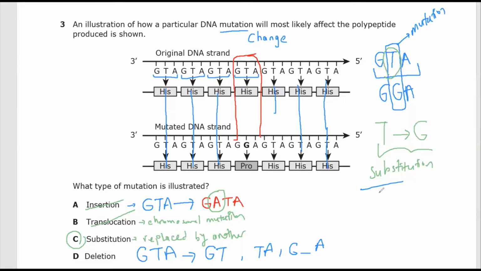Basically, we have the substitution. So the answer is substitution. We had one nucleotide replaced by another one. So thymine is replaced by another nucleotide, and the whole amino acid changed from one type to another one. Now instead of this, we have Pro because of the substitution. It's a kind of mutation when one nucleotide is replaced by another one, and it changed the whole amino acid.